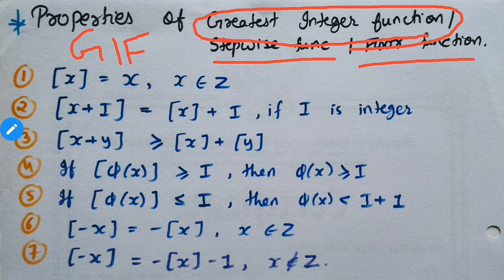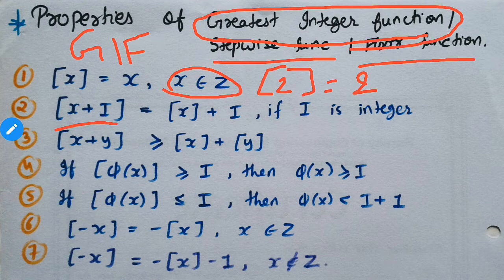Whenever it's asked greatest integer function of x, that is equal to x when x belongs to Z. Let's take example. Greatest integer function of an integer, let's take 2. So that is equal to 2. Now when there is greatest integer function of x plus I, where I is an integer, then it is equal to x plus I.